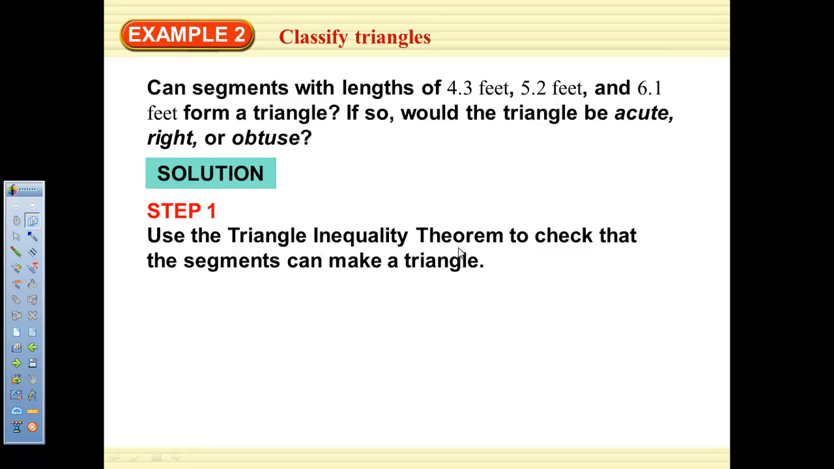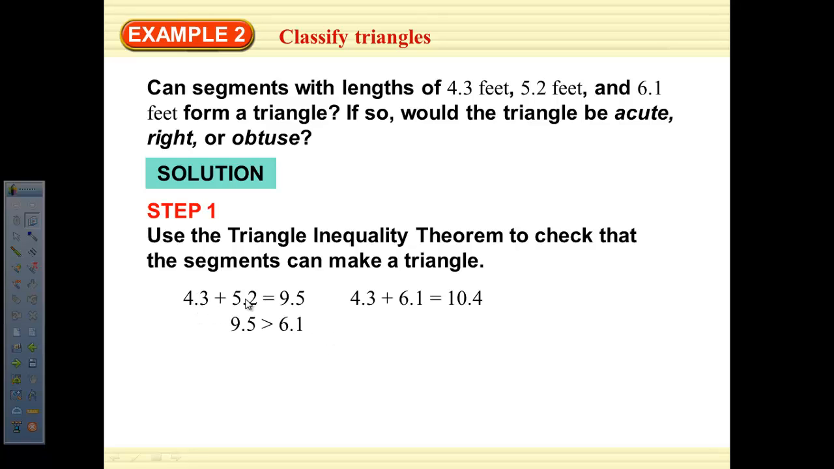So again, first of all, we use the triangle inequality theorem. They do it 3 times. Remember, I told you you only need to do it once. So 4.3 and 5.2 gives us 9.5. 9.5 is greater than 6.1, so we're good. The other 2 aren't really necessary. So ignore that and ignore that.